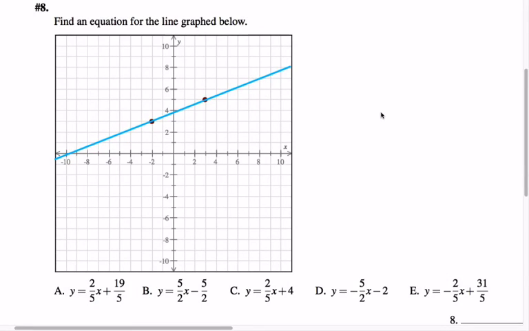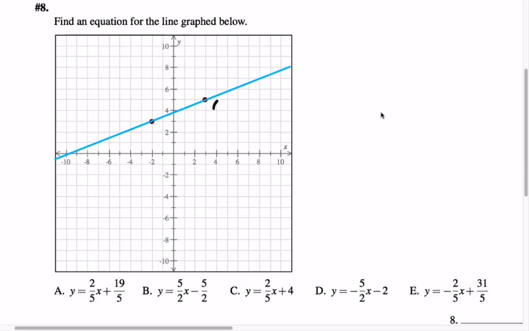So in number 8, you're given the graph of a line in the xy plane, and your job is just to find an equation for it. So in any problem that asks you to find an equation for a line, where should you start? Where do you want to start? The x's, and what do you do with the x's? Which x's? 3 and 5.